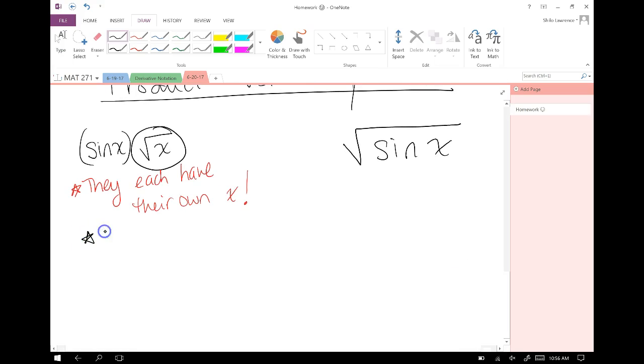Yeah, so this one would need product rule. This one would need chain rule. The answers would have similar pieces because in both processes you would do the derivative for sine, you would have your power rule for your square roots, but the final answers are not going to be the same. But you'd end up doing a lot of the same derivatives.